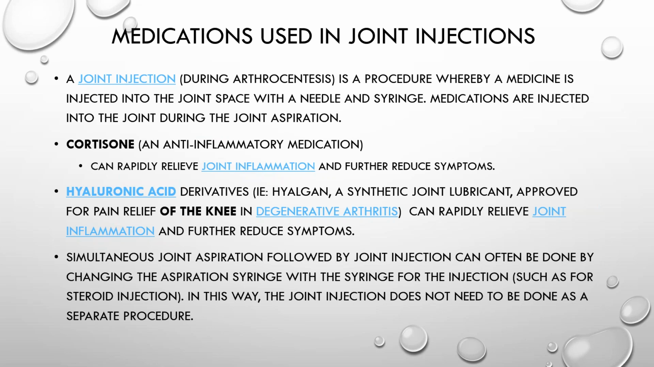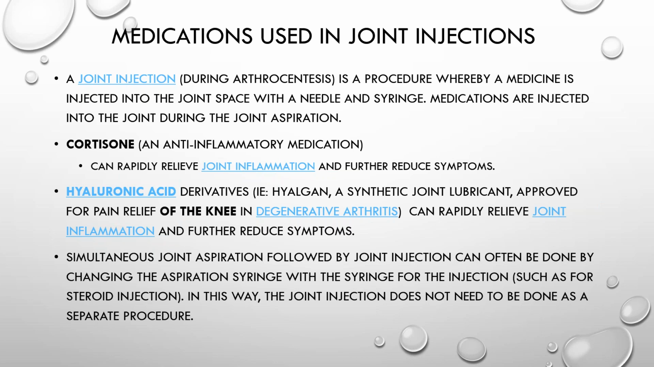Medications that are used in joint injections are commonly some type of anti-inflammatory medication such as cortisone. This can rapidly relieve joint inflammation and further reduce symptoms. But one of the most common medications used in joint injections, especially in the knee, are the hyaluronic acid derivatives like Hyalgan, Euflexa, and so on and so forth. These are specifically approved for pain relief of the knee in degenerative arthritis conditions.